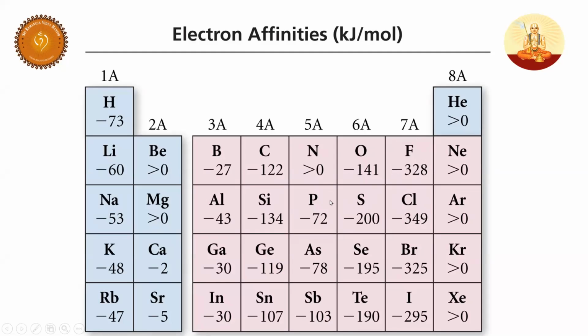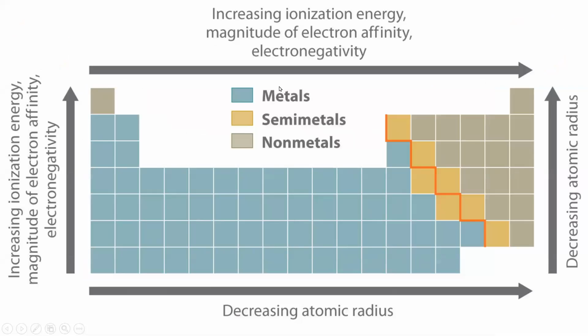Here nitrogen is 0, and phosphorus is greater, because nitrogen has a half-filled electronic configuration, and with its small size, it is very difficult to add an electron to nitrogen. That is the reason the tendency to add an electron for phosphorus is greater than nitrogen. It is a very important point from a competitive point of view. And you know very well, students, inert gases are 0 because they are fully filled.